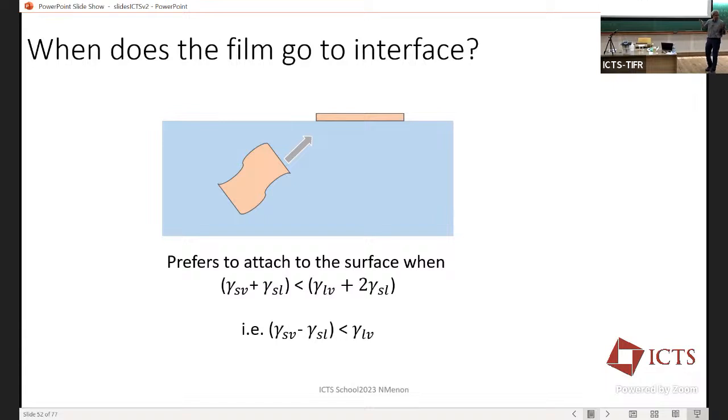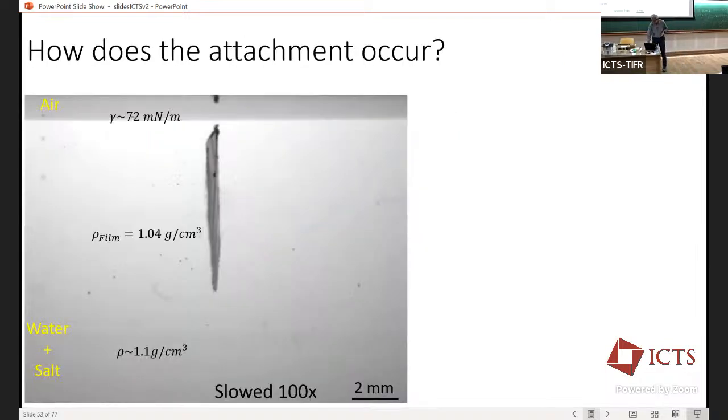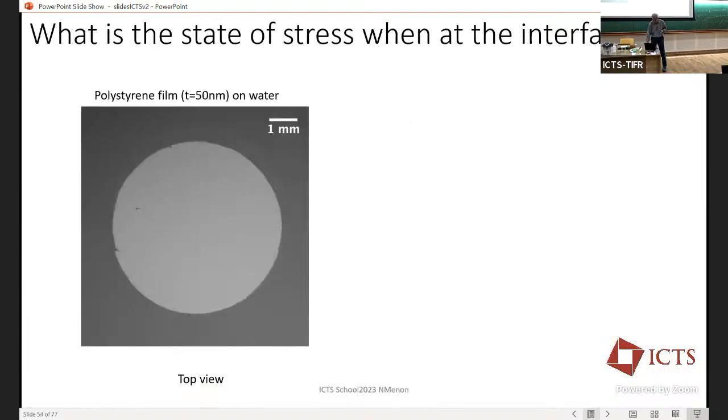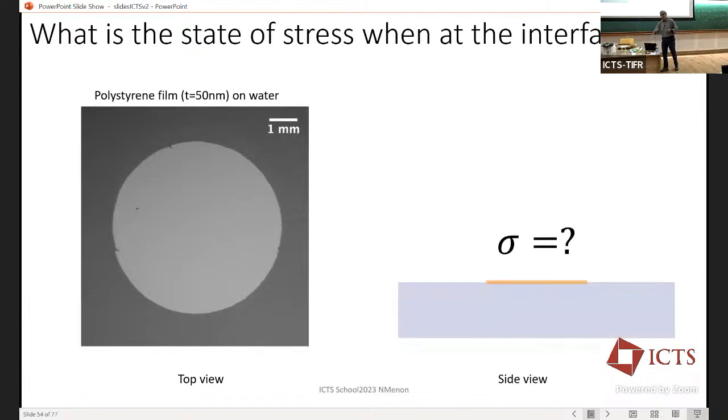You will not be surprised to see this is just like a wetting problem. This is our old friend delta gamma, and this is gamma LV, so this divided by this is the cos theta we used to write. So it goes to the surface if it's there. I won't show a movie of how it gets to the surface; you can ask me later. Once it's on the surface, it wants to lie flat, because that's the reason it went to the surface: to cover as much of the surface as possible. So this thing must be under some stress if it's being pulled taut. What is that stress is the question.